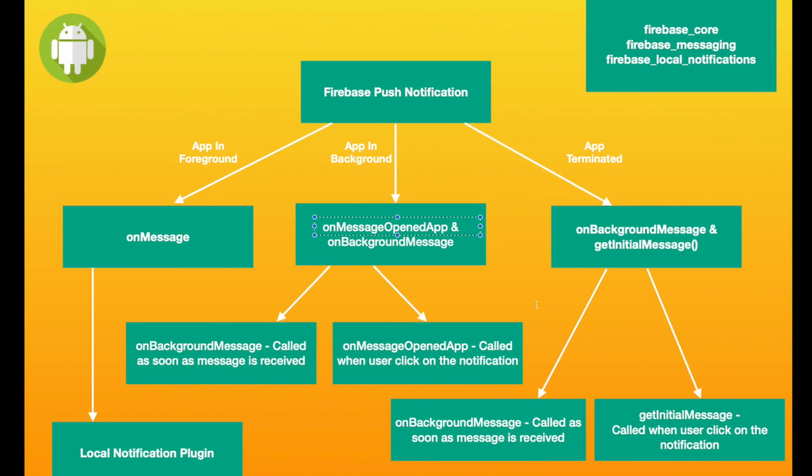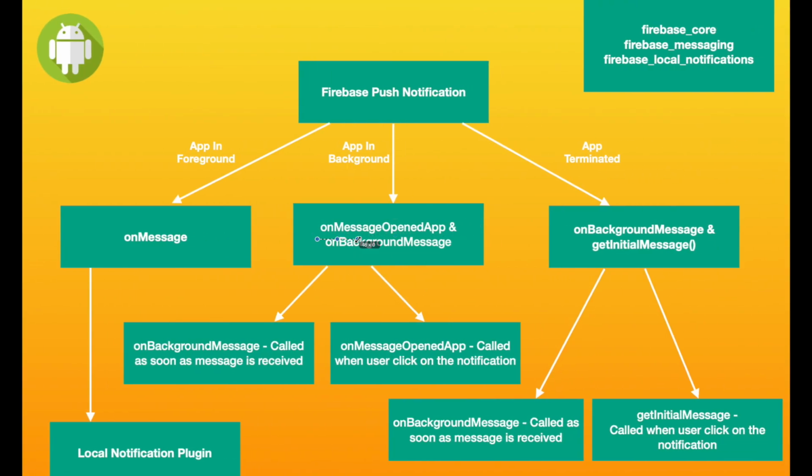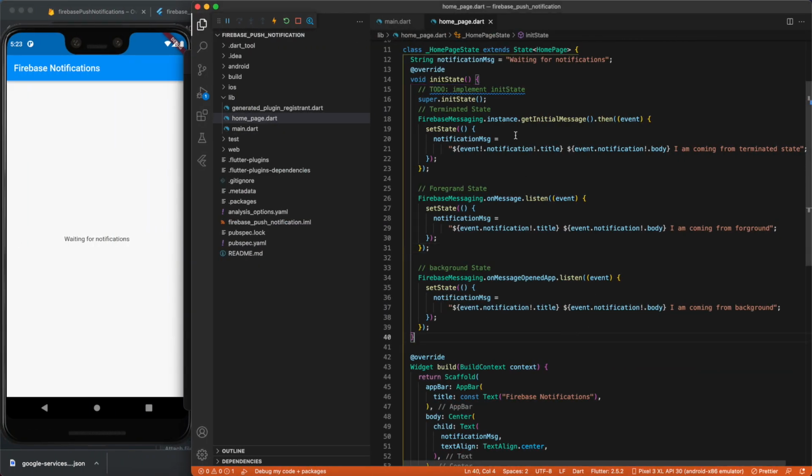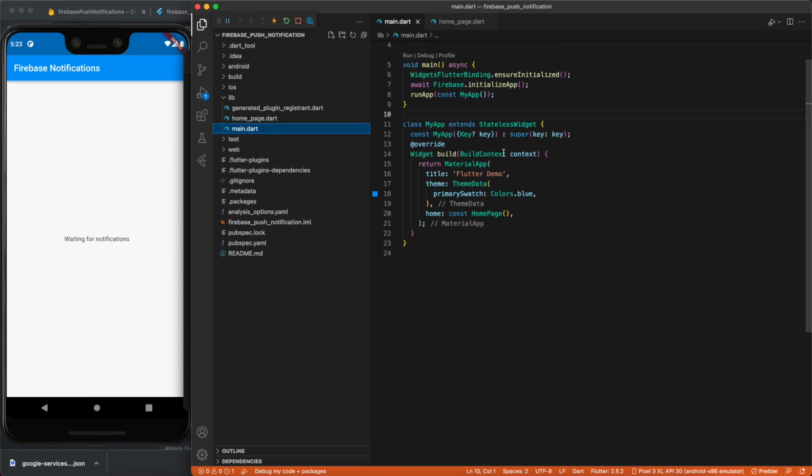And the last thing, we have to set up this on background message. So this is where we will receive our messages, and on message open and get initial message, that will be called when we will click on those messages, right? So let's set up that as well. So that we will set up in our main.dart.